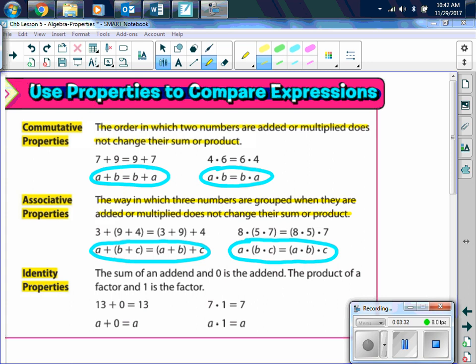And finally, we have the identity properties. The identity properties say that the sum of an addend and 0 is that same addend. The product of a factor and 1 is that same factor. So for addition, if you add 0 to any number, you get that same number. For multiplication, if you multiply any number times 1, you get that same number. And don't forget that I want you to make sure you write in your general forms into your spiral notebooks.